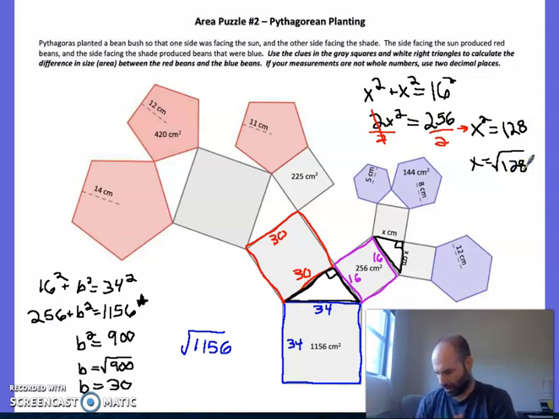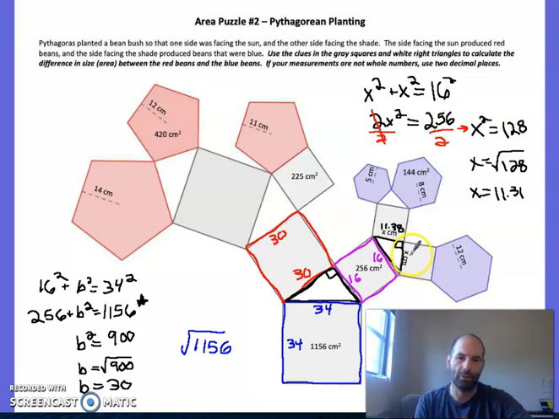So now we got the square root of 128, and that is 11.31, because remember, we're doing 2 decimal places. Just truncate at 2 decimal places, right? You don't need to round. Just cut it off at 2. So that means that both of these are 11.31, and 11.31 right here, which means this is 11.31.